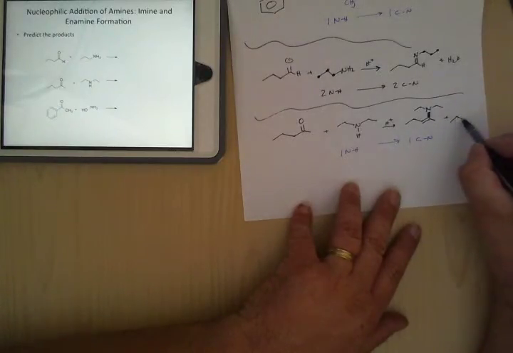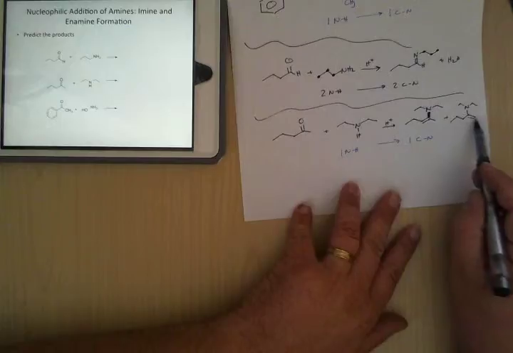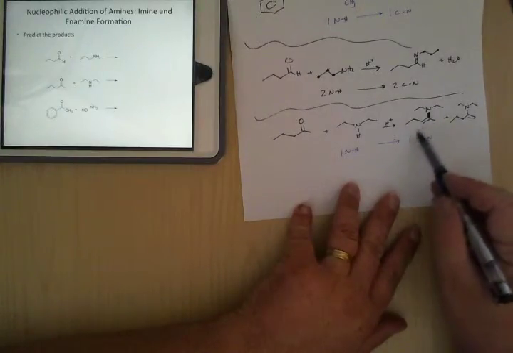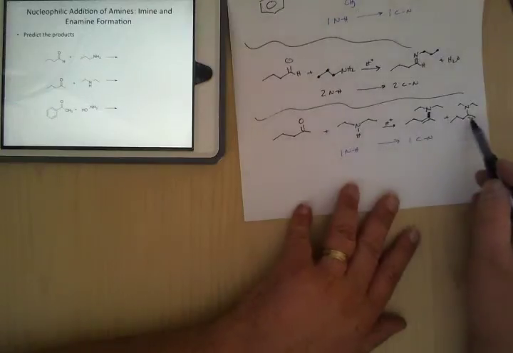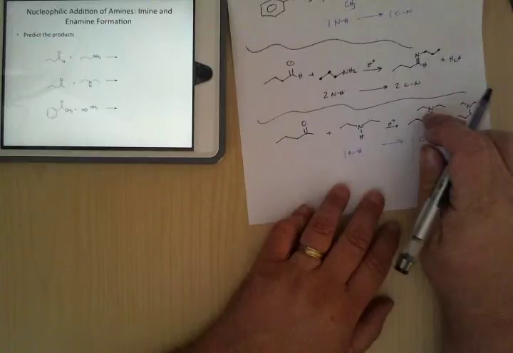Now, you could technically get 2 products. You could get a double bond going on this side or the double bond going on this side. This is probably going to be the major product, because we don't like having nitrogens at the end. So like that, this is probably going to be the major product here.